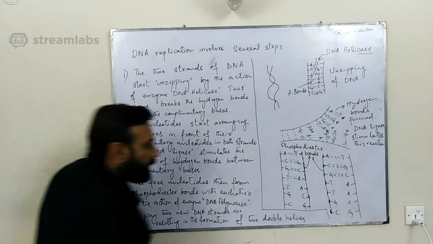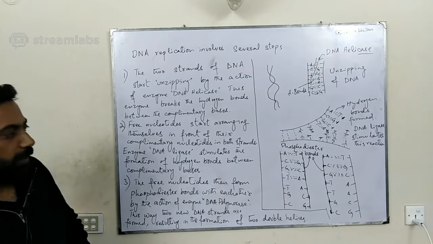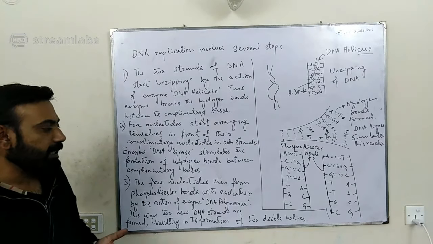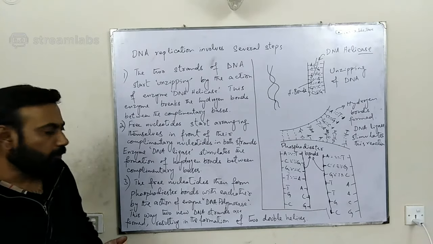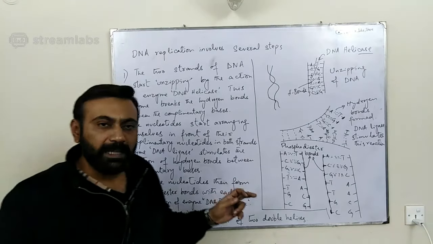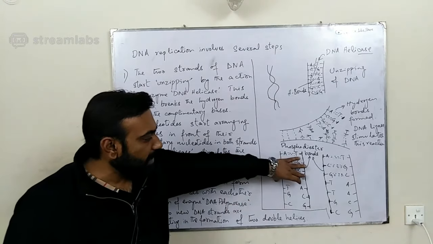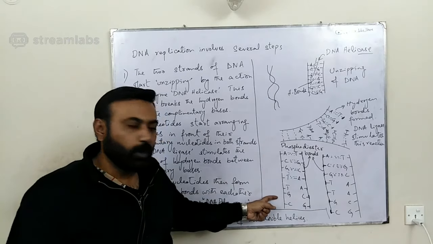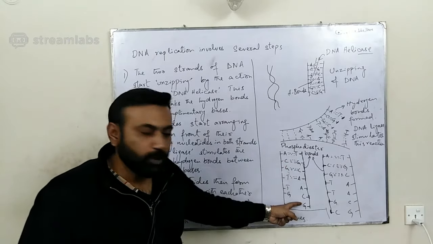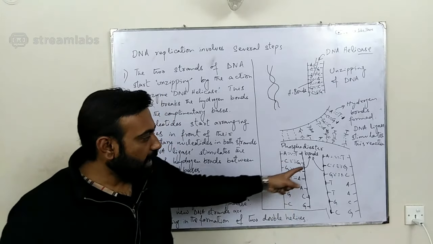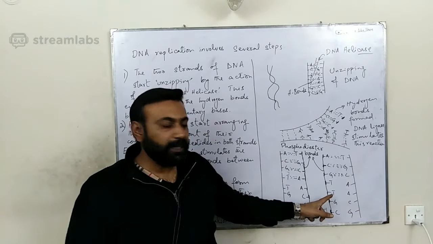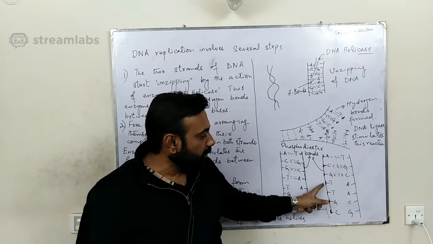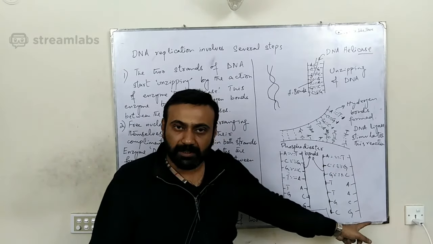So two new double helices are formed because of two new DNA strands being formed, but each of the double helix, see, consider this one double helix. This double helix contains one of the old strands and one of the new strands. Again, this double helix also contains one of the new strands and one of the old strands.